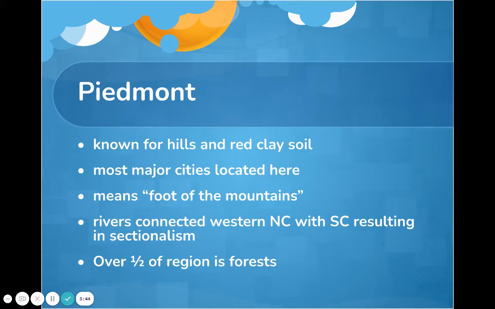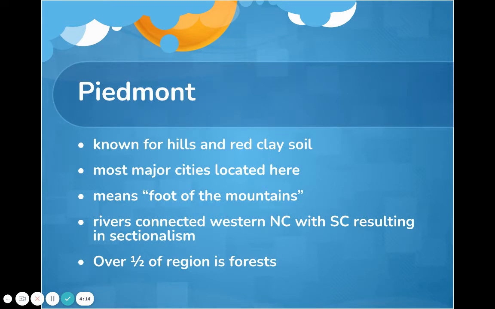Most of the major cities in North Carolina are located in the Piedmont region, such as Raleigh, Durham, Chapel Hill, Winston-Salem. All of those can be found in the Piedmont region. The word Piedmont itself means foothills of the mountains. It is a Native American term. And it's called this because that is the region of North Carolina that is right near the backside of the mountains, or right at what they call the foot of the mountains.